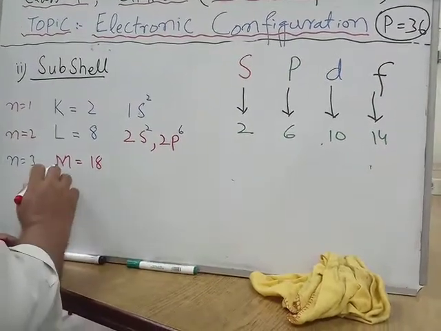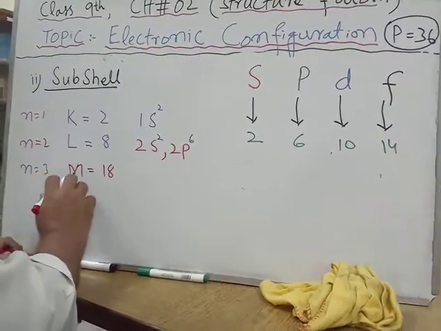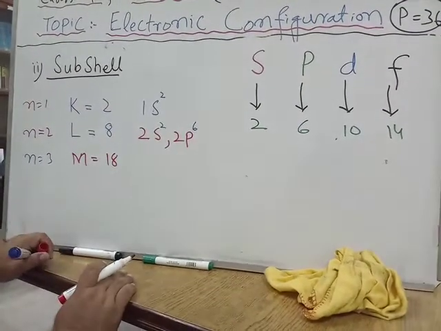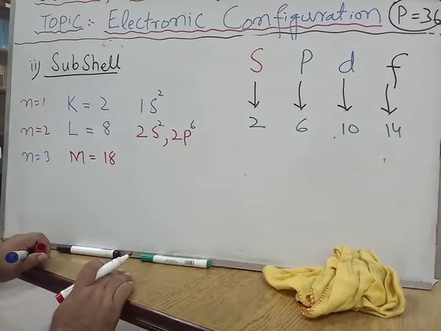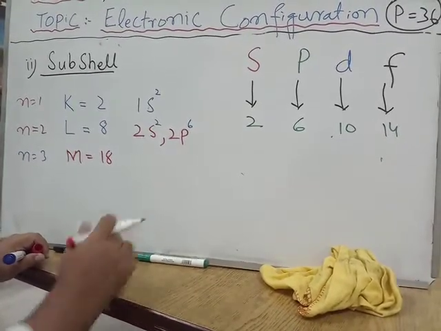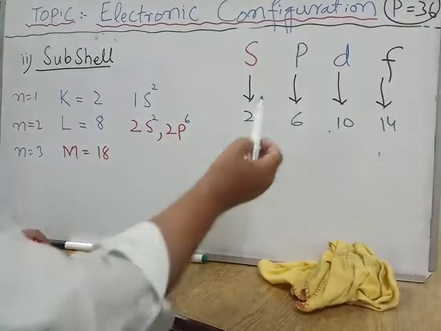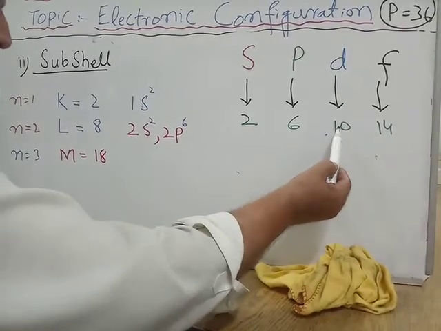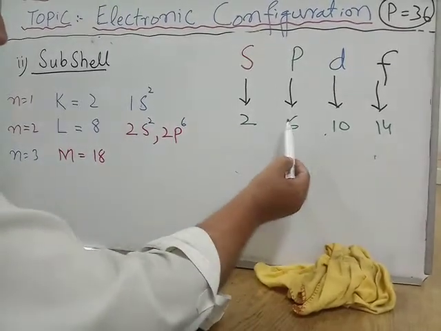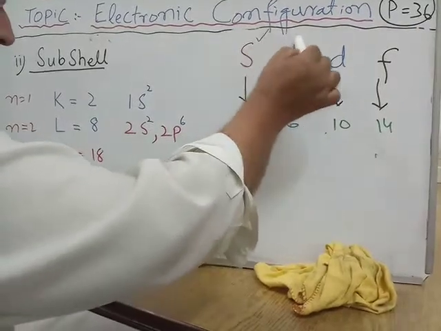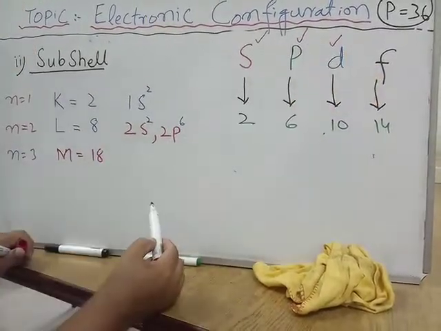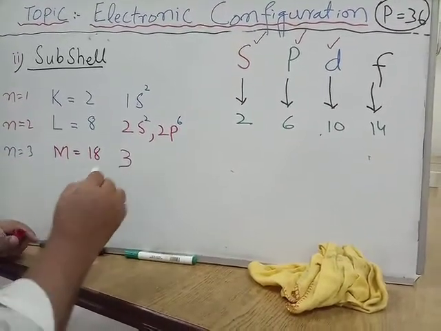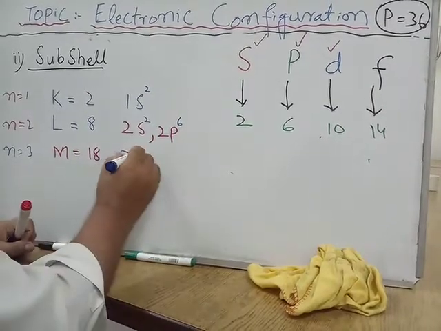So if you have a house in which you are going to accommodate 18 individuals, what types of rooms do you have to construct or use? For example, for 18, look at this figure. 2 plus 6, 8, 8 plus 10. Yes, this constitutes 18. So I will use all of these three rooms. It's the third shell, so I shall write 3S.